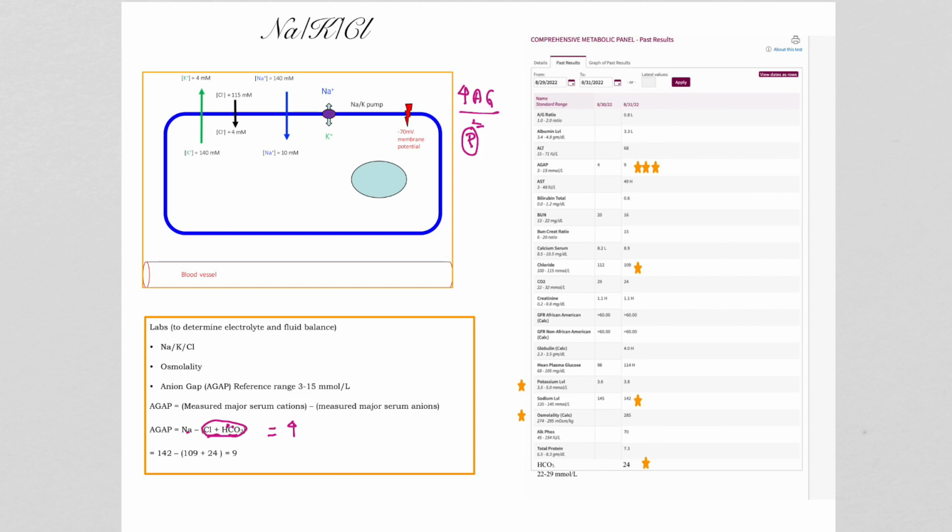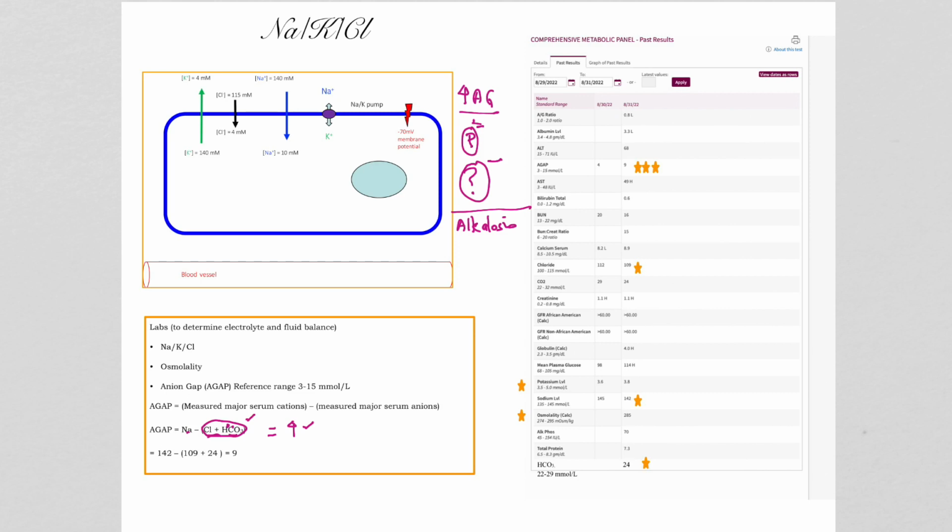So basically the presence of any unmeasured anions will decrease chloride and bicarbonate and therefore lead to an increased anion gap. Let's look at some conditions that do this. Let's say there is a condition called alkalosis. Basically, your blood pH, or your body pH, is going up. So there's an increase in the pH.